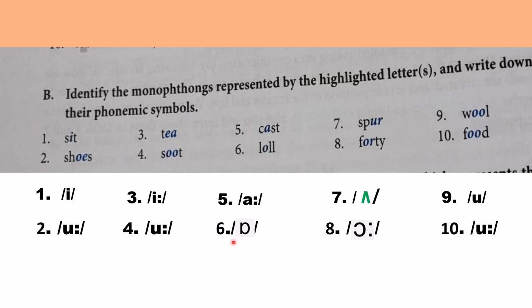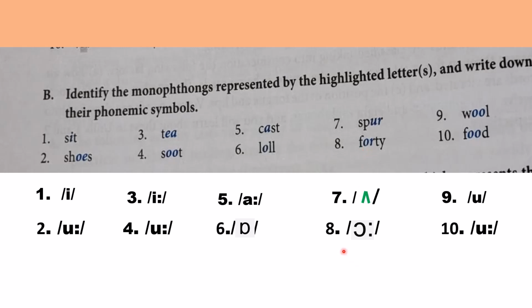Most of it will be fill in the blanks, and you have to write the answer, and always put the symbols in slashes. Phonetic symbols have to be put in slashes. Then the seventh one is spur, S-P-U-R, and this U is the monophthong and this is the symbol, students. I told you, glottal, it should come from your throat. Then the eighth one is forty, F-O-R-T-Y, forty.